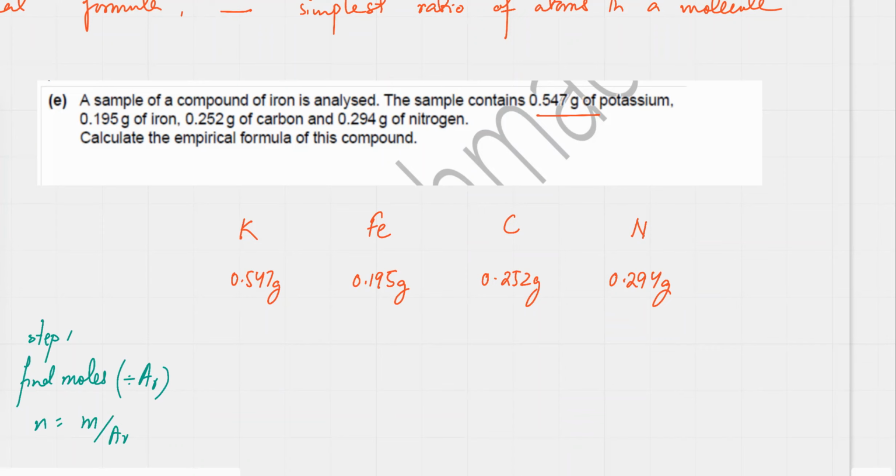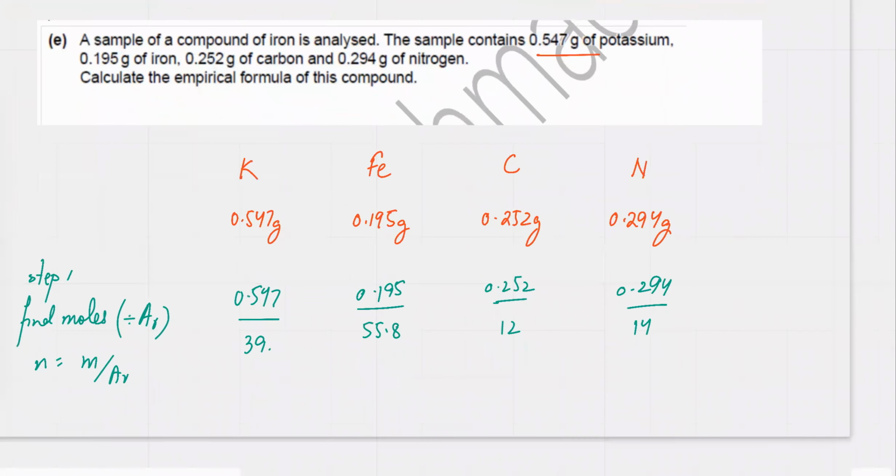You find the moles: 0.547 divided by whatever potassium is. I'm just going to look at the data booklet. I'm just going to divide by 39. 0.195 divided by what iron is, 55.8. 0.252 divided by carbon, which is 12. And you've got nitrogen, which is 0.294, and that's going to be divided by 14. So that's the first step. You find the moles. So what do you get for the first one?